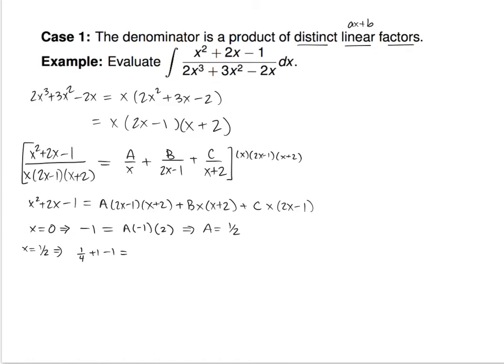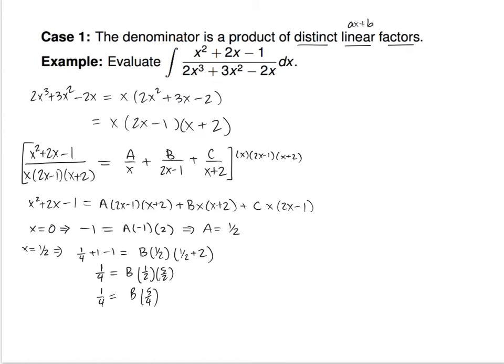Okay, equals b times a half plus 2. So that's 1/4 equals b times, what's a half plus 2 as an improper fraction? 5 halves. So 1/2 times 5 halves says we've got a quarter equals b times 5 quarters.